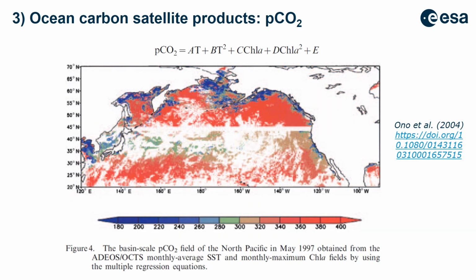Techniques have been developed to estimate the partial pressure of CO2 in the ocean, and these techniques typically involve developing statistical relationships between pCO2 and variables we can retrieve from space. So this is just an example from the Ono paper in 2004 that estimated pCO2 as a function of temperature and chlorophyll.